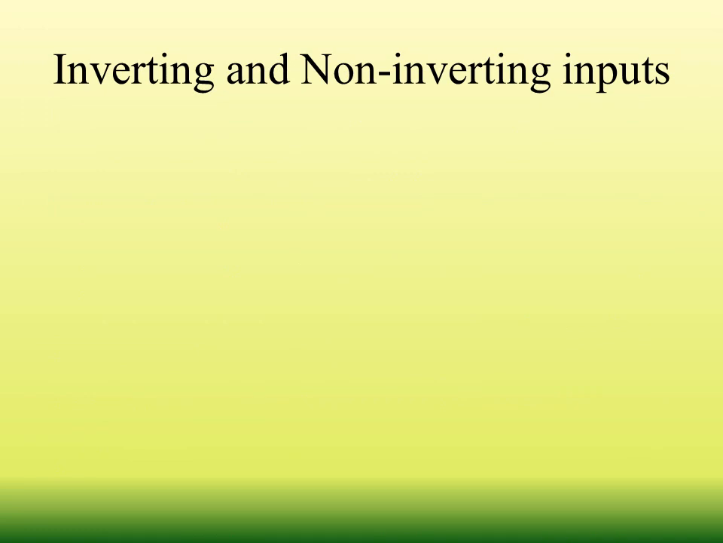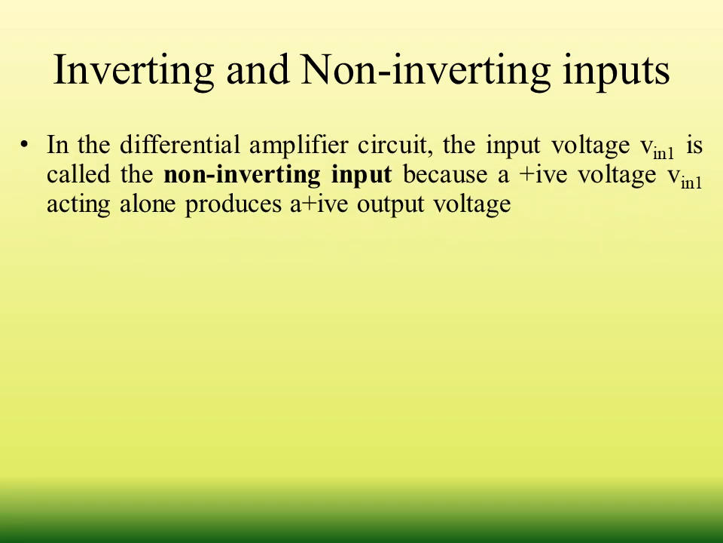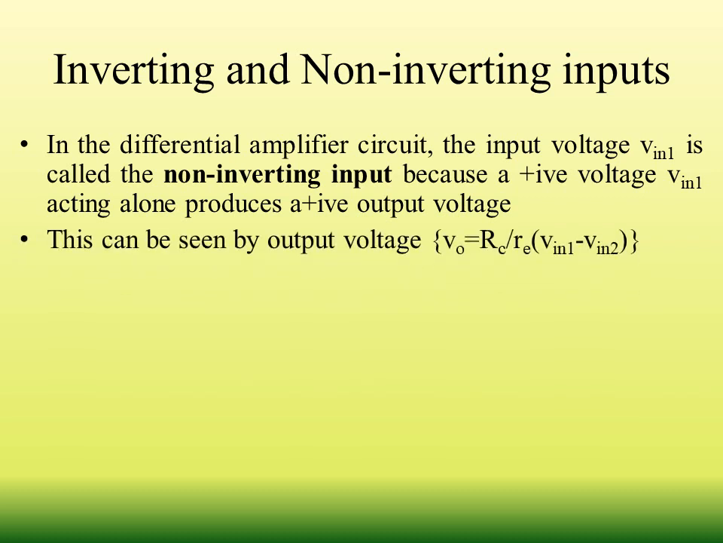So now, inverting and non-inverting inputs. In the differential amplifier circuit, the input voltage VIN1 is called the non-inverting input because a positive voltage VIN1 acting alone produces a positive output voltage. This can be seen from the formula below. If we keep VIN2 equal to 0, then the output voltage is always positive as VIN1 is positive. So this end is always termed the non-inverting input.